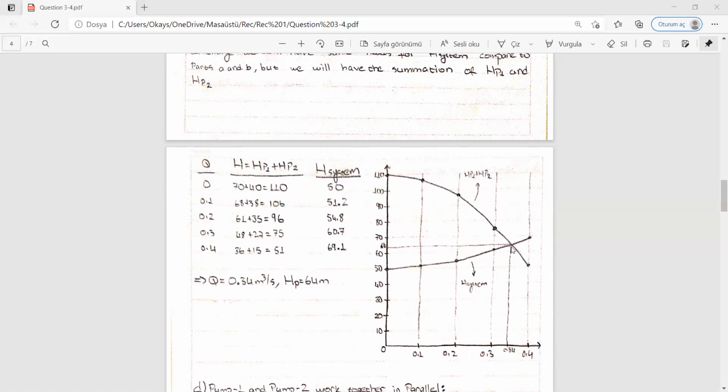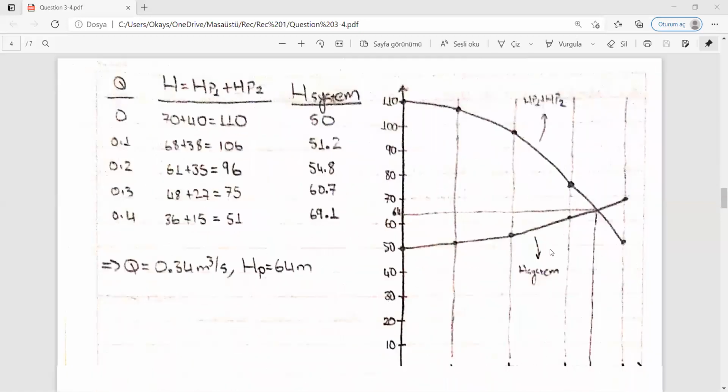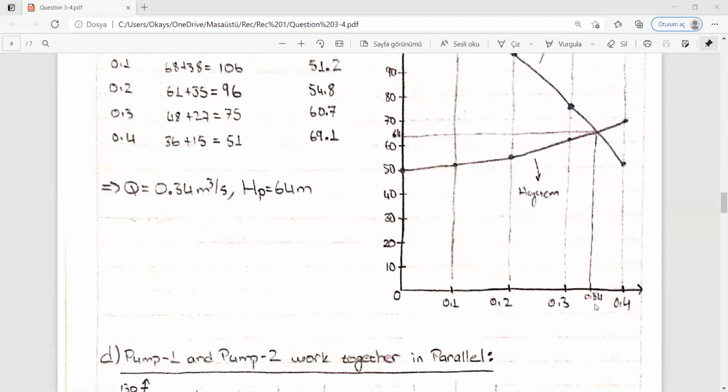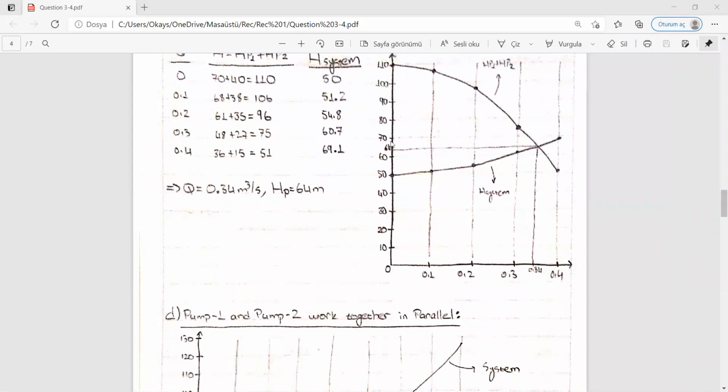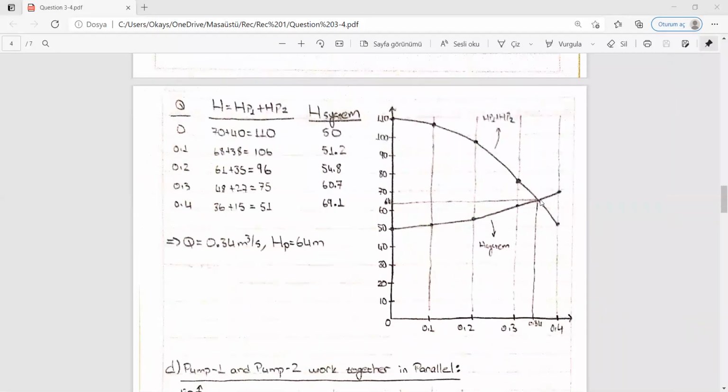They coincide somewhere right here. By eye, I said this is 0.34. You can say it's 0.35. It doesn't matter that much because you're reading by eye, so it's not that important. And this is what I wrote, 64. We decided it's 64 meters. As I said, this coinciding point is our operating discharge and our operating pump head value. This was part C. Any questions related to this part?